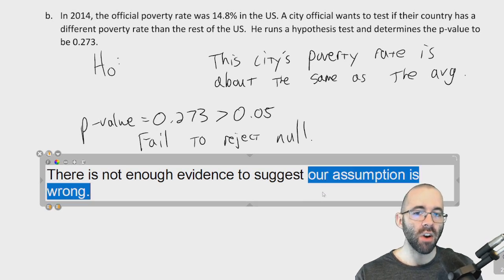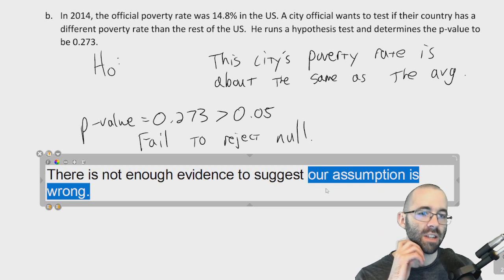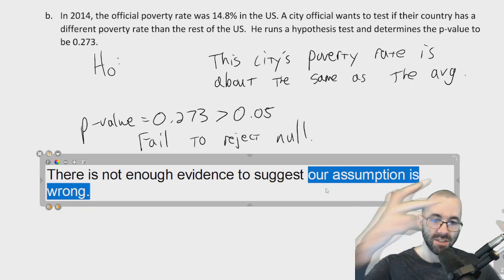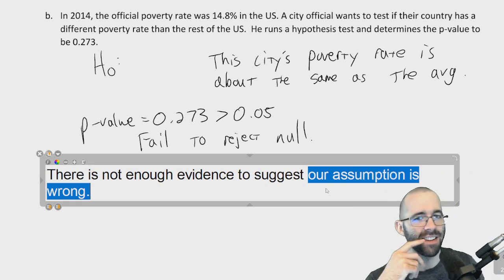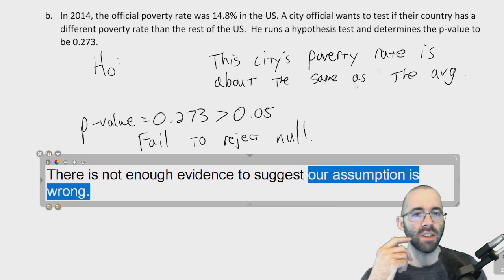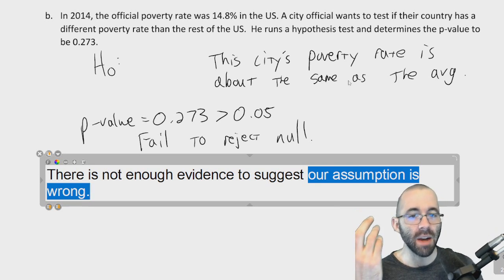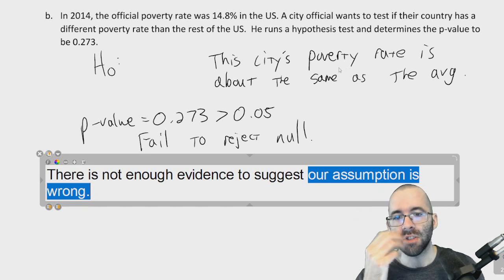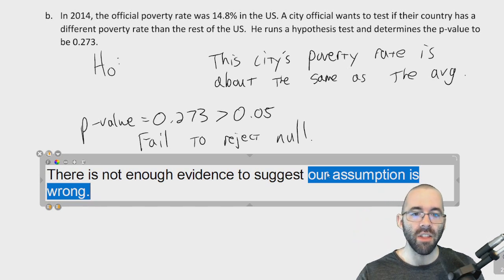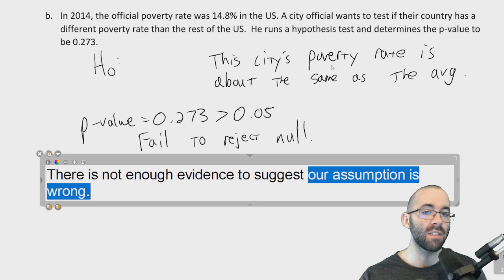So what does it mean for our assumption to be wrong? This is what we need to replace. But we got some English double negatives going on here, or triple negatives. I don't know, there's a lot of negatives around. So the assumption is that the city's poverty rate is about the same. So there's not enough evidence to say that that is wrong. There's not enough evidence to say the city's poverty rate is different. Okay.